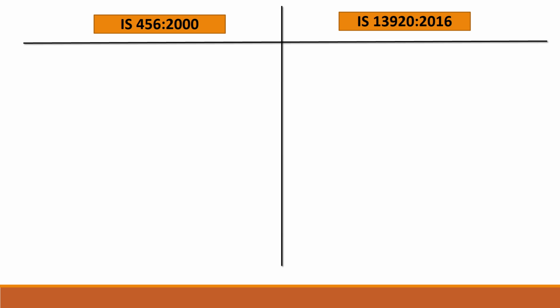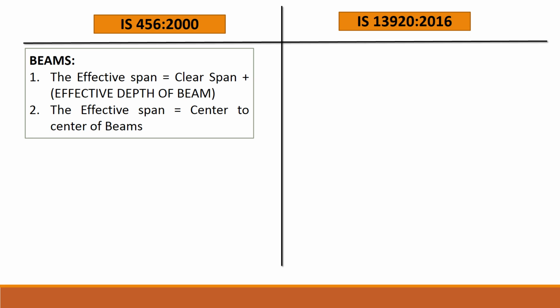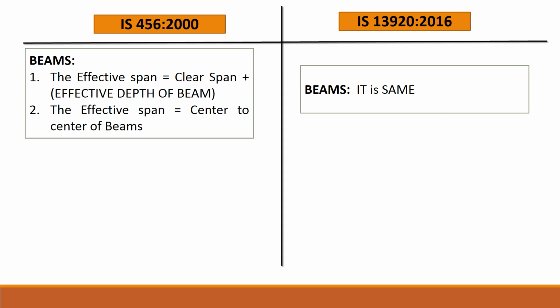In a beam, as per IS 456, the effective span is to be taken as the clear span of the beam plus the effective depth of the beam. Now, what is the effective depth of the beam? That we must know that it's taken from the top end of the beam till the center of the tension reinforcement. The effective span could also be taken as center to center distance of the beams. Now, in case of IS 13920, it's same. The effective span is taken similarly.